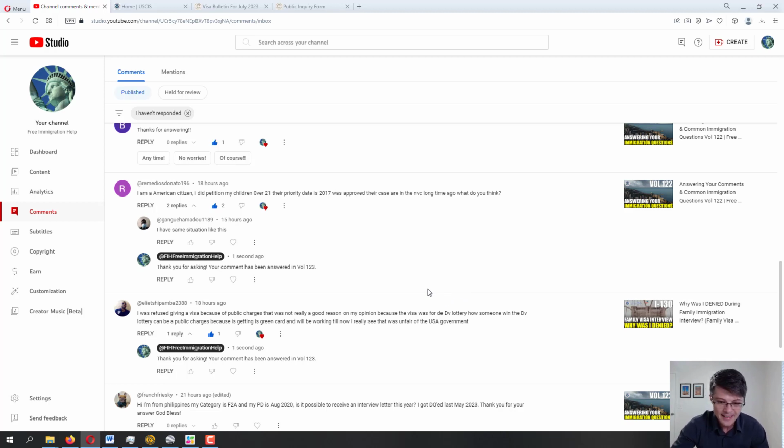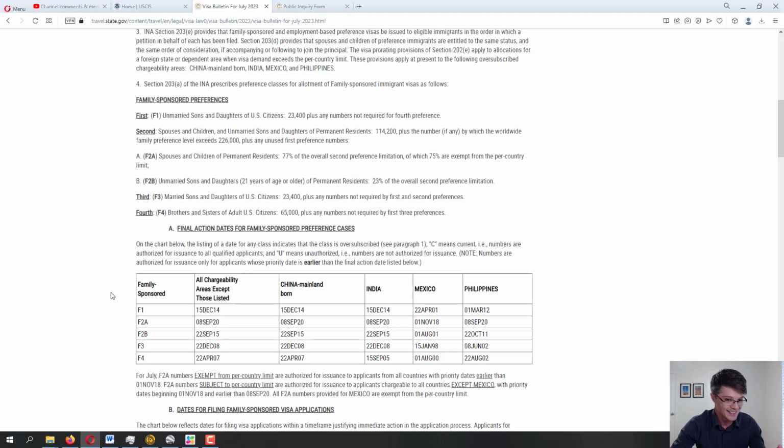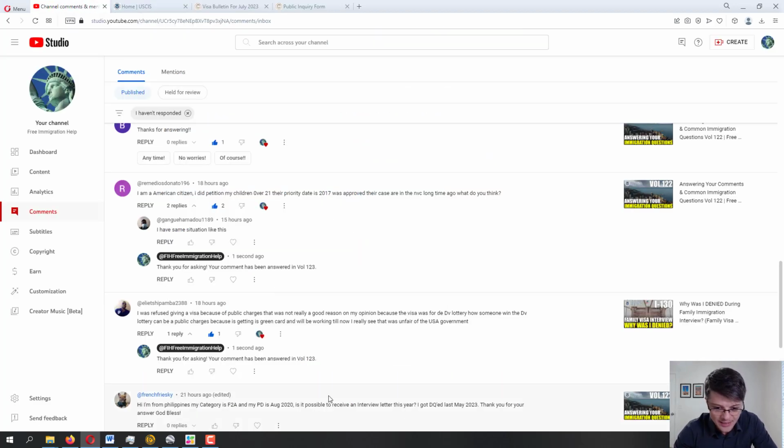Let's take a look at what's going on with the F2A for Philippines, because the Philippines has its own separate chargeability area. So you're already documentarily qualified, and we're just waiting for the availability of the immigrant visa. So let's see. F2A Philippines looks like people with the priority date in September 2020 are getting their immigrant visas as of right now, June, July 2023. And your priority date is actually in August 2020, so you were a month behind. So yes, absolutely, I am pretty sure that you will have your interview scheduled this year.